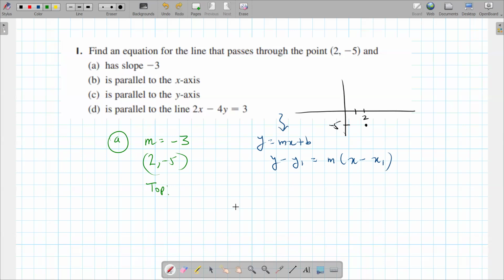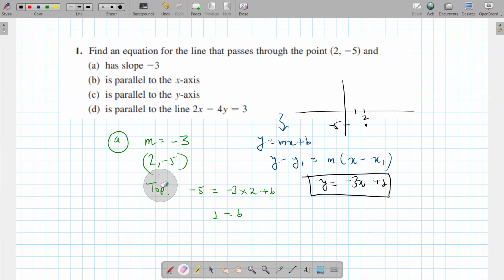That's very simple. So it'll be -5 equals -3 times 2 plus b. Therefore, b is 1. So the equation is y equals -3x, slope is -3, plus 1. Cool? Very simple.